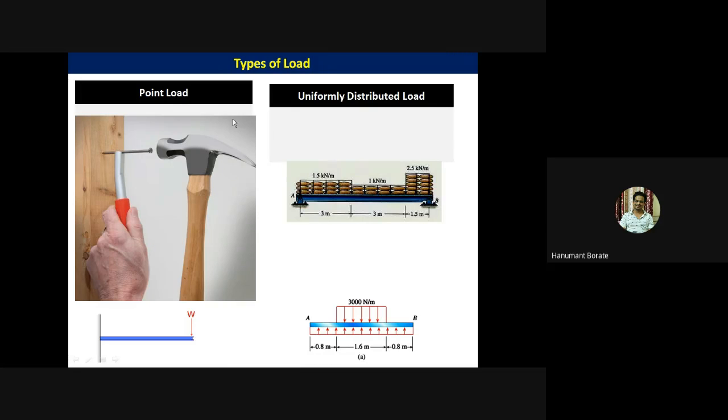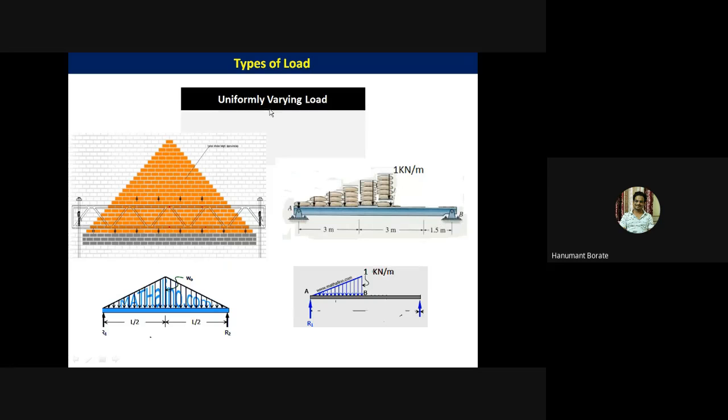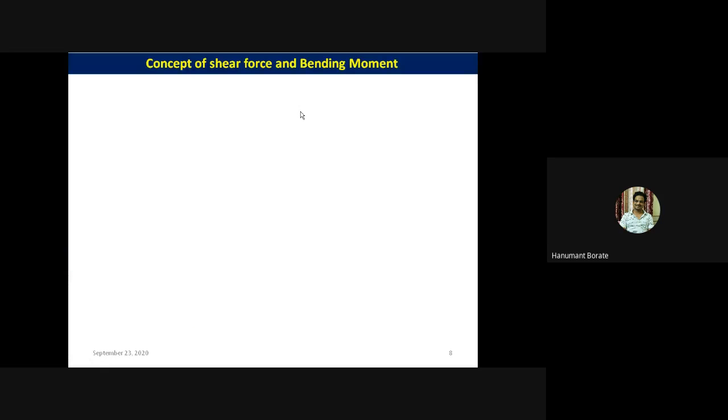Then types of load: point load, uniformly distributed load, and last is the uniformly varying load. So these are the three types of load. Now we'll see the concept of shear force and bending moment. Shear force means a tangential force which tries to shear the object, tries to cut the object. That is known as a shear force. And bending moment is the effect of force which tries to bend the component.